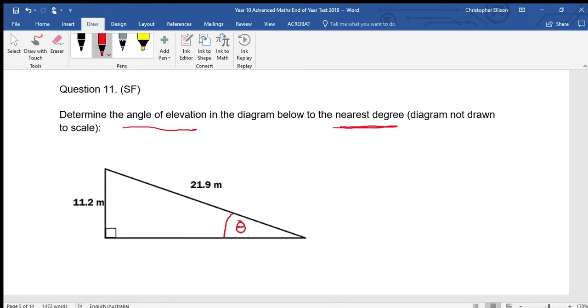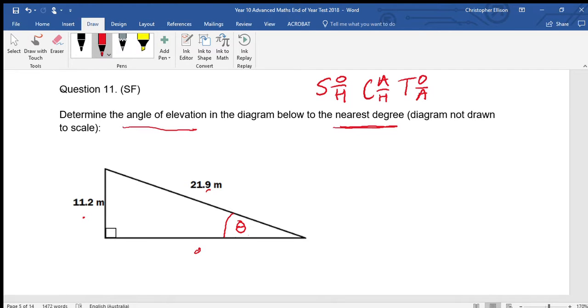Now we've got to use our trigonometric ratios to find that angle, given that it's a right angled triangle. So we need to remember SOHCAHTOA. The first step is to label the sides of this triangle with respect to the angle. I'm only going to be interested in labeling these two sides because they're the sides given. I don't care what that side is.